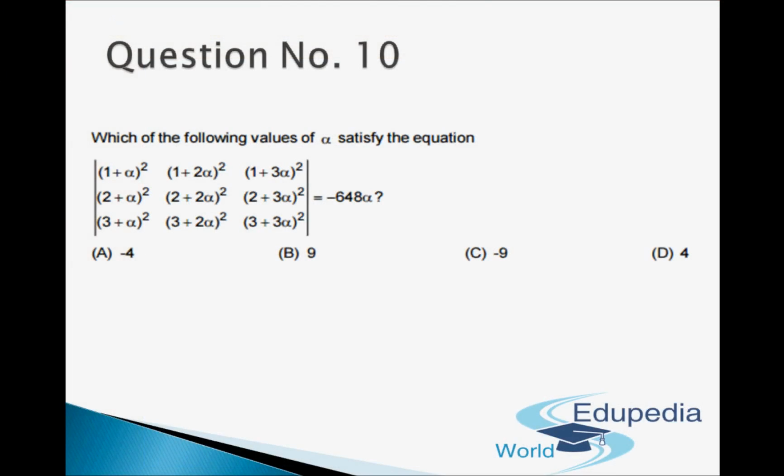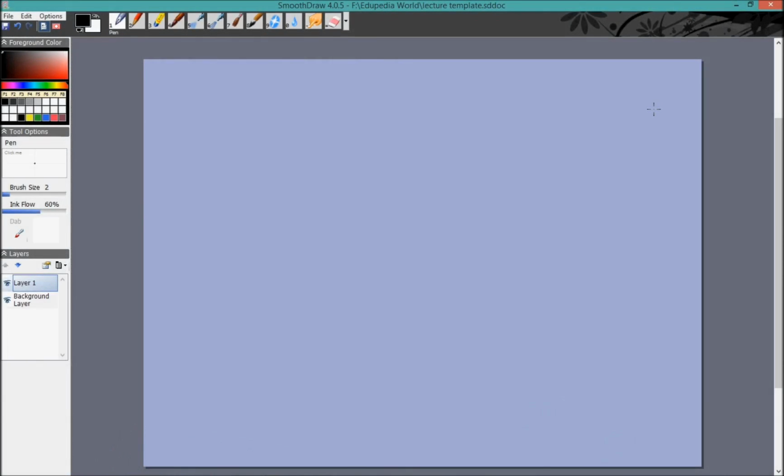In the next one, we are given a big determinant, and we are given an equation in terms of that determinant, and we need to find out the possible values of alpha. So the determinant has 9 terms: 1 plus alpha whole squared, 1 plus 2 alpha whole squared, 1 plus 3 alpha whole squared, and so on.